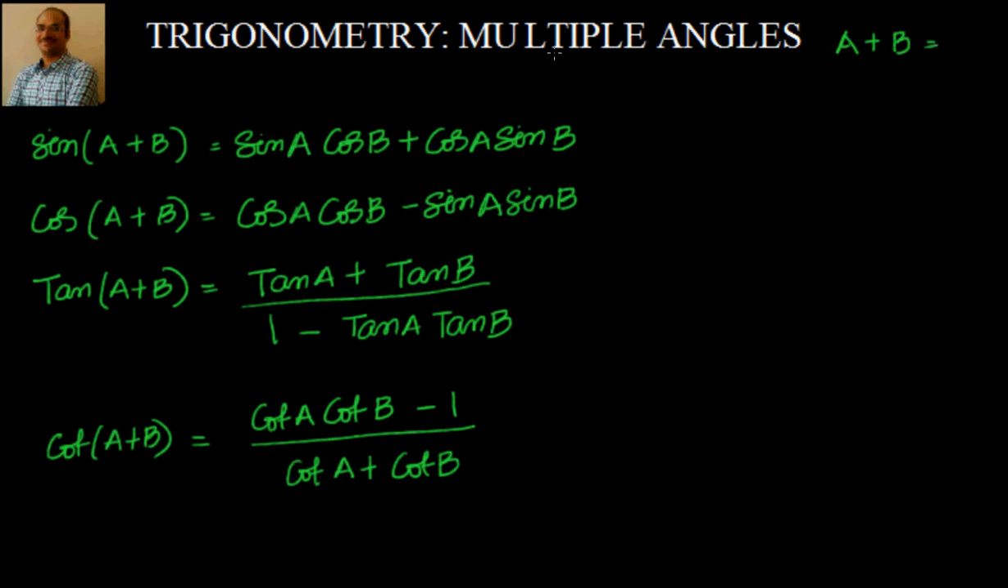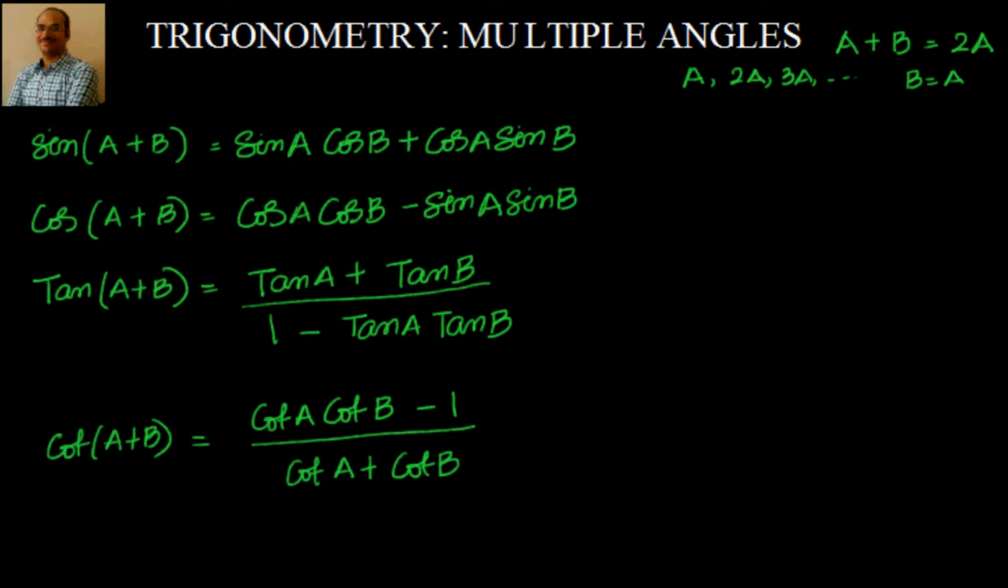Now what's the meaning of multiple angles? That means if A is an angle, we are talking about multiples, that means A, 2A, 3A, 4A, 5A, something like that. Now, when can I get A plus B equal to 2A? Only when B becomes equal to A. That means, in these equations, if I substitute B equal to A, I should be able to get the values of sin 2A, cos 2A, tan 2A and cot 2A.